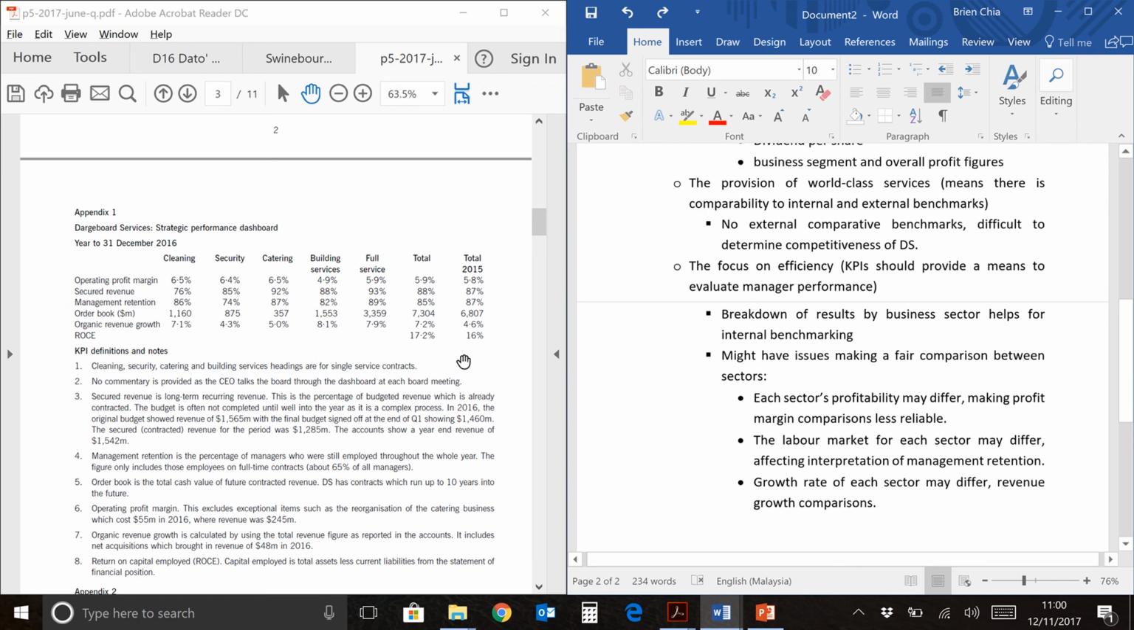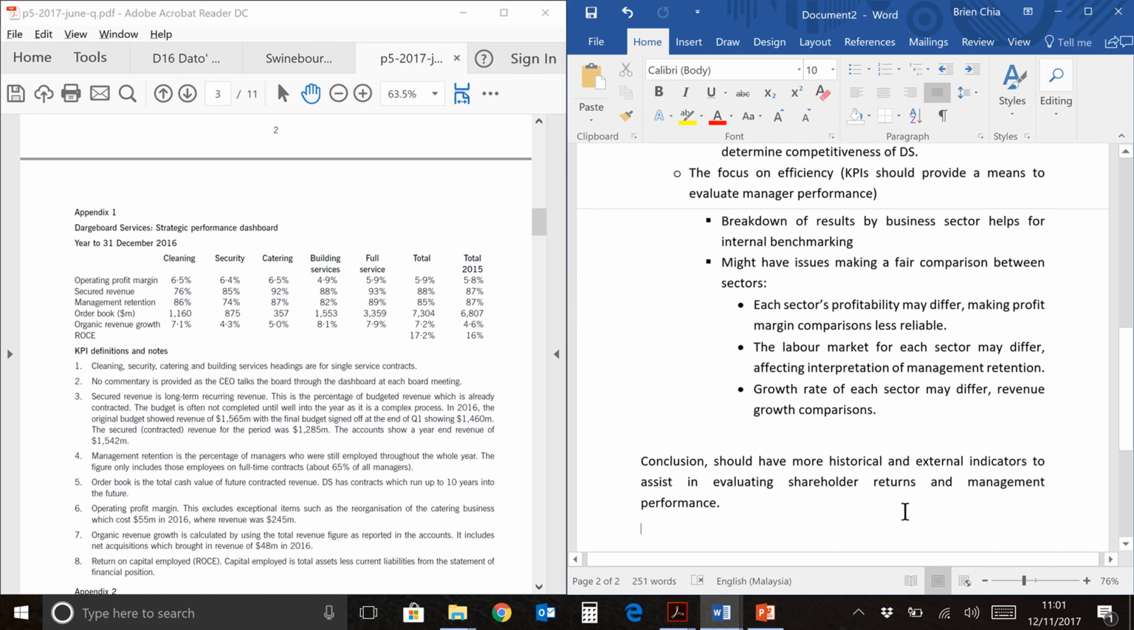The growth rate of each sector may differ. So you have cleaning, security, catering and building services. They might have different growth rates. Maybe catering is fast-growing, maybe building services is a very fast-growing sector. That's why here 8.1 outperforms security, for example, which might have been a mature sector.